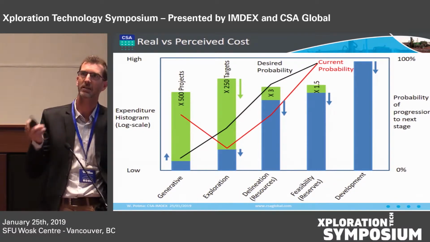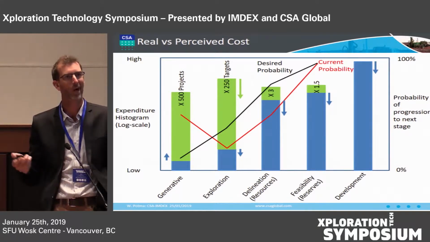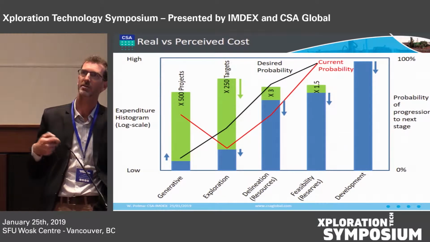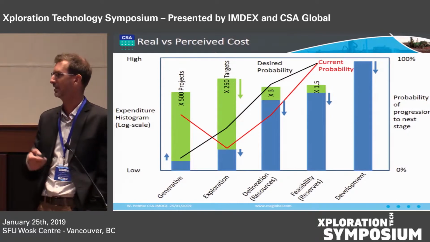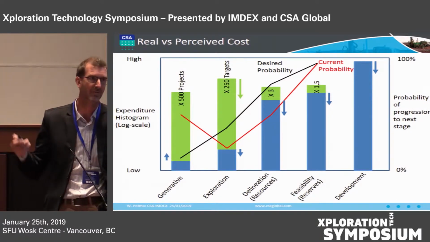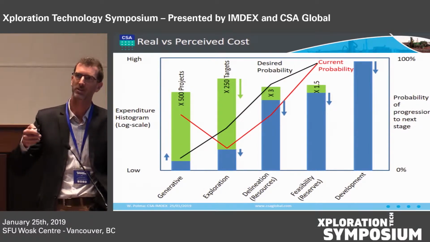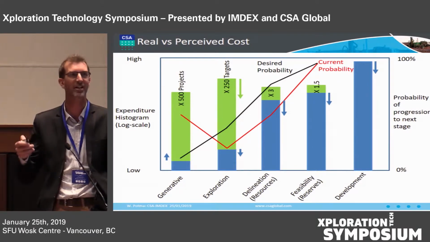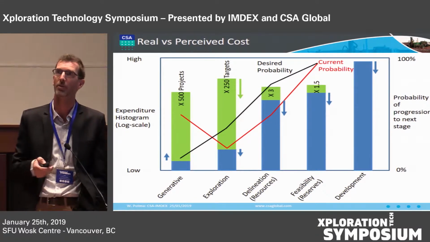But what people forget is that at the generative stage, you've probably got to look at 500 projects to pick one, to have the likelihood or the chance of picking one that might be a winner. Okay, you step on then to the exploration stage, and you may have to look at 250 targets or projects before you get to the stage where you might pick one that eventually becomes a mine. So when you think of the cumulative cost at that early stage of doing that generative and exploration work, it's actually very, very high for each project that makes it to becoming a mine.